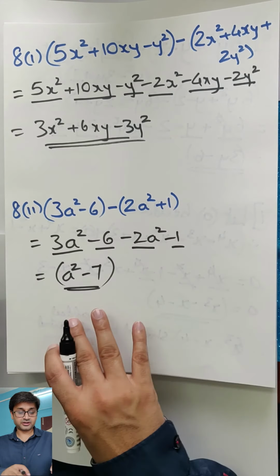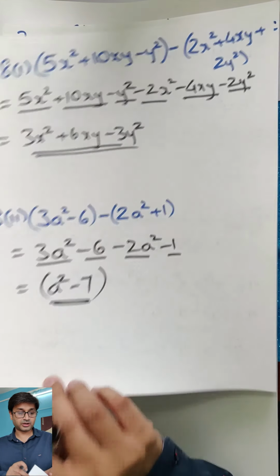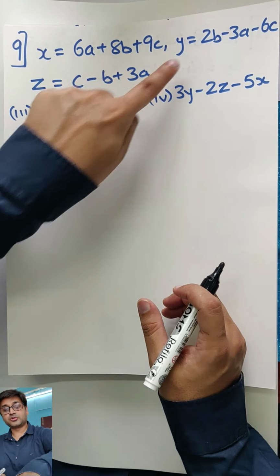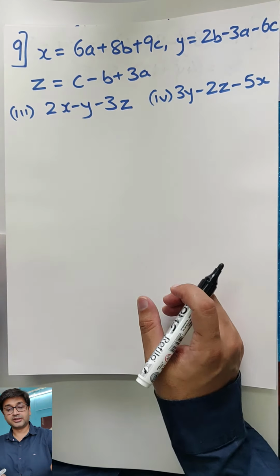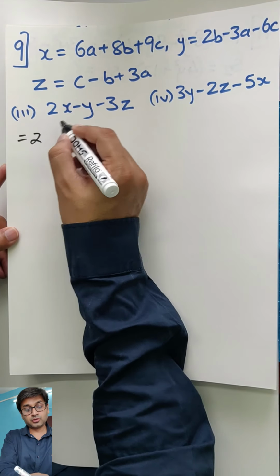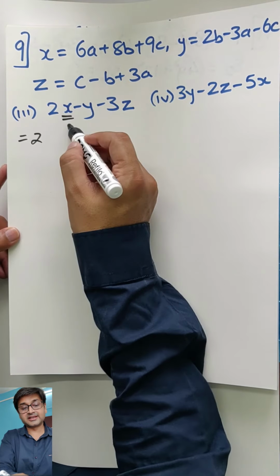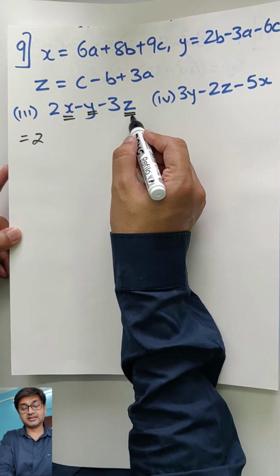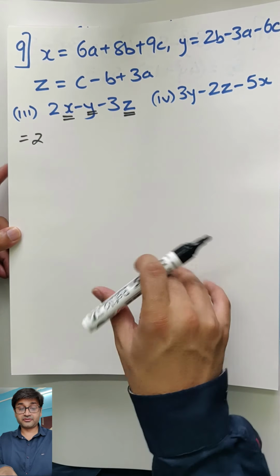I'm very happy if you're getting it. No problem. Let's go with the next one. Sum number 9. 9 is simple. They have given you x, y and z as some other variables and you got to find the value of this expression. So 2 times x, substitute x in this, substitute y in this and substitute z in this and then solve. It's a very interesting one.